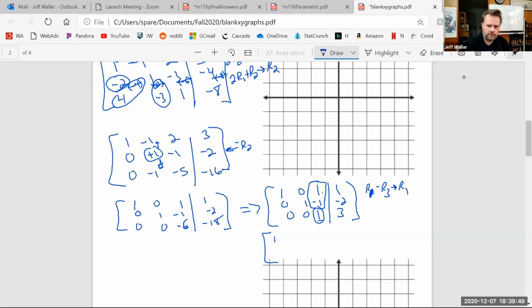You could do it, Jeff. 1 minus 0 is 1. 0 minus 0 is 0. 1 minus 1 is 0. 1 minus 3 is -2. And then I'm going to do row 2 plus row 3 and put the answer in row 2. 0, 1, 0, 1. That kicks so much ass. So it looks like the answer is -2, 1, 3. It looks like.